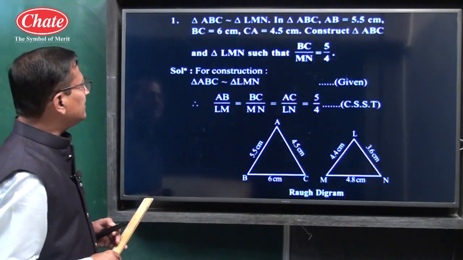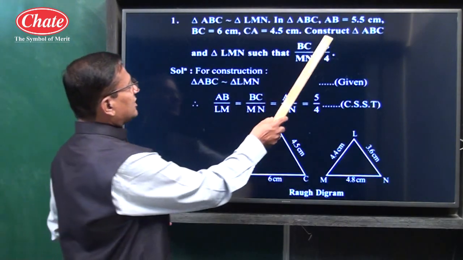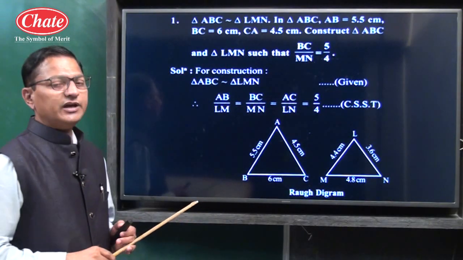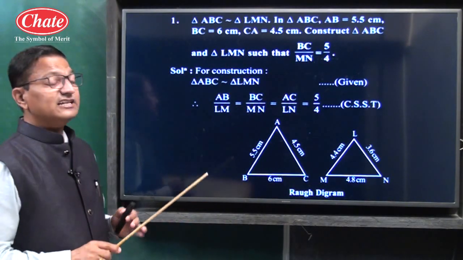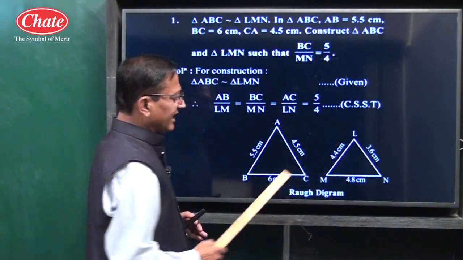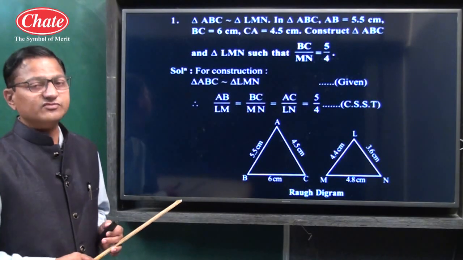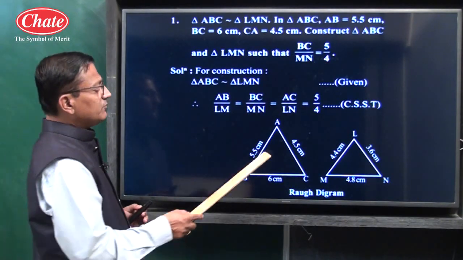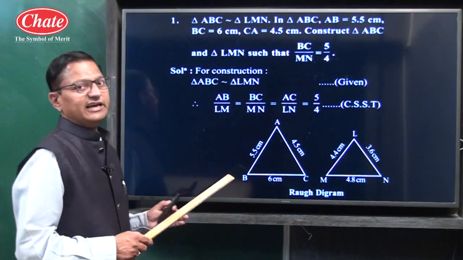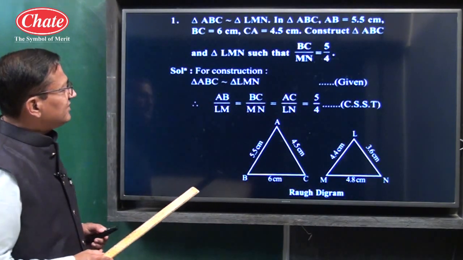See the question here. The question is: construct triangle ABC and triangle LMN. So we have to draw both the triangles separately. For this, a rough diagram is very important because from the rough diagram we can draw such diagrams exactly. See the next example.